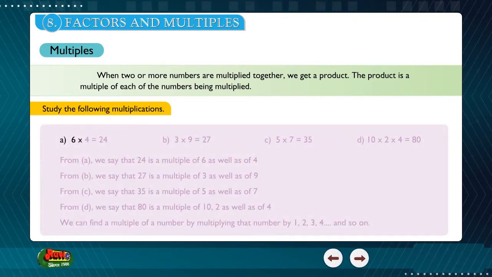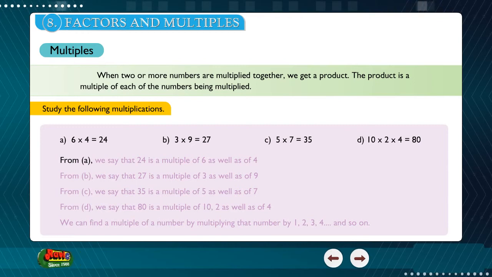A. 6 × 4 = 24. B. 3 × 9 = 27. C. 5 × 7 = 35. D. 10 × 2 × 4 = 80.